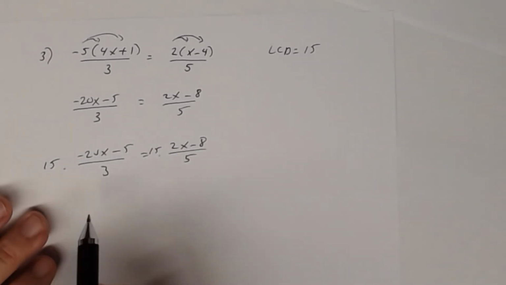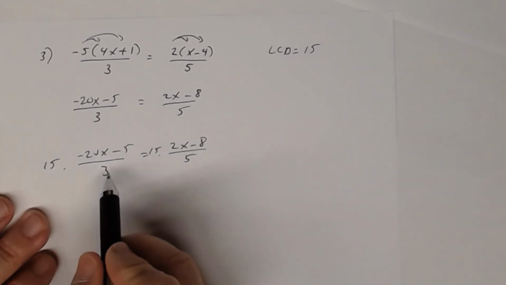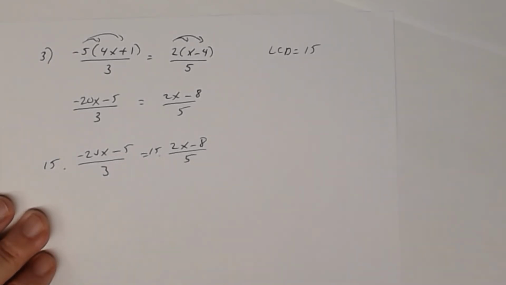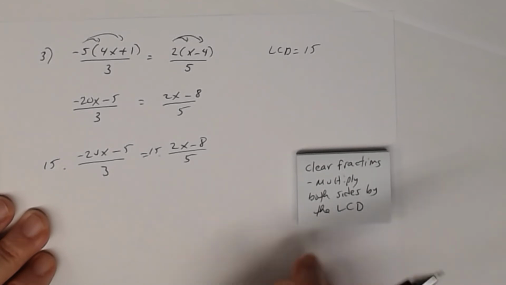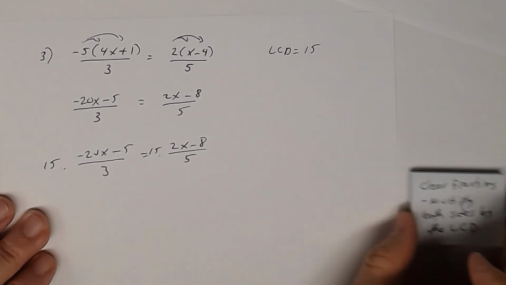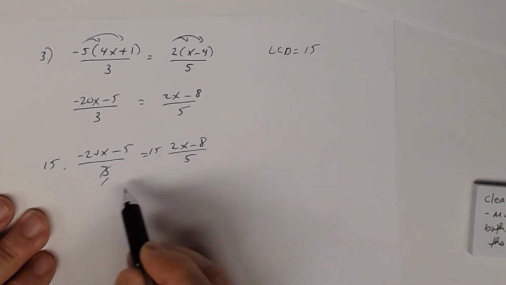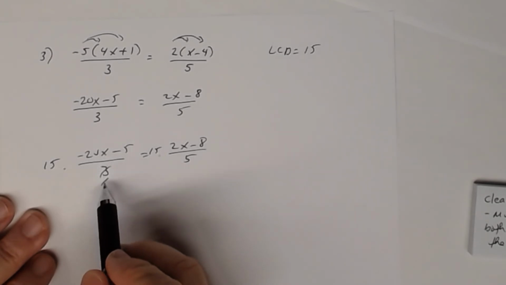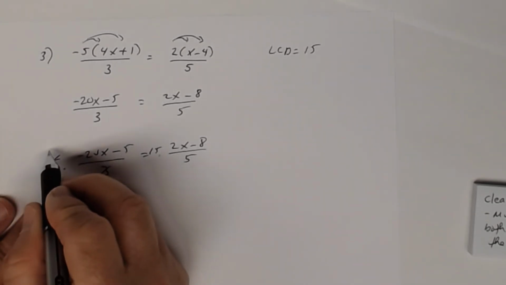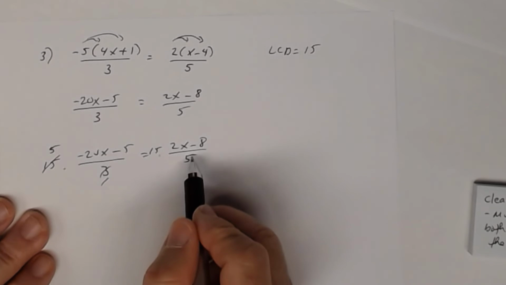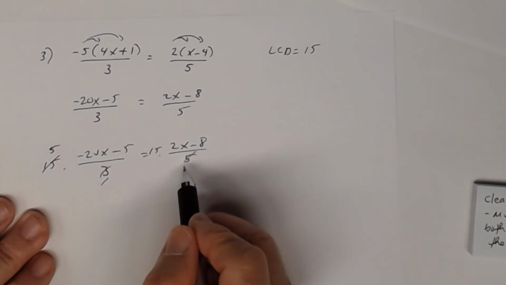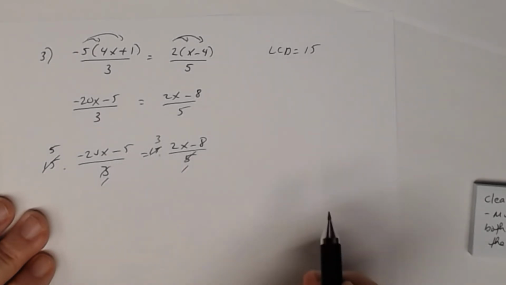Now, let's reduce. Remember, the whole point of multiplying both sides by the LCD is to clear those fractions, meaning you get ones in those denominators, and you do now. 3 into 3 is 1. 3 into 15 is 5. 5 into 5 is 1. 5 into 15 is 3.